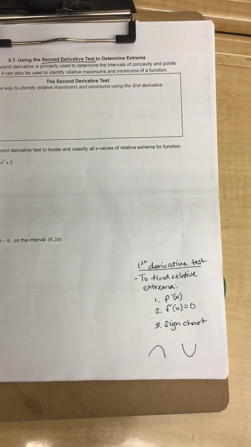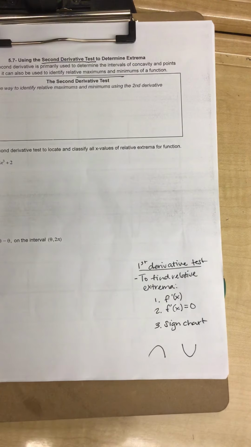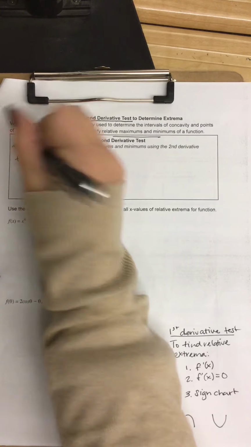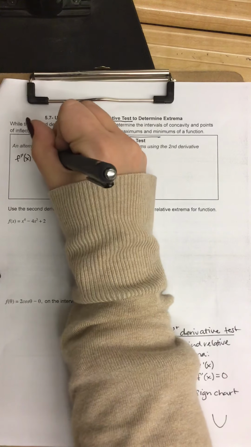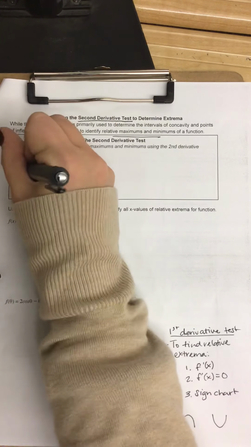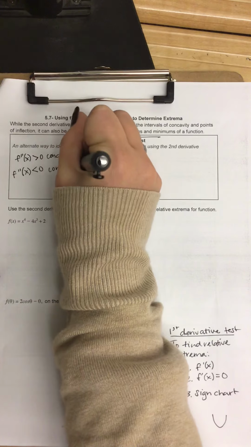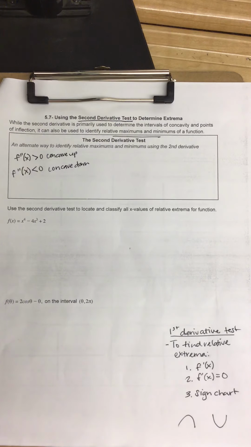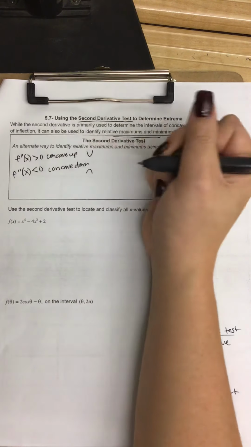The second derivative test is going to give us those same things. It's going to tell us our relative max and mins, but it's going to be a faster way sometimes. So we know that the second derivative, f double prime of x, tells us about concavity. If it's greater than 0, it's concave up. If the second derivative is negative, it's concave down. So we can plug in a point and see where it's concave up and concave down. If it's concave up, it looks like this. If it's concave down, it looks like that.